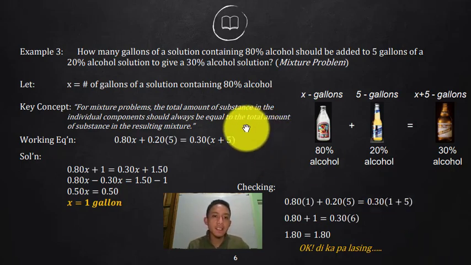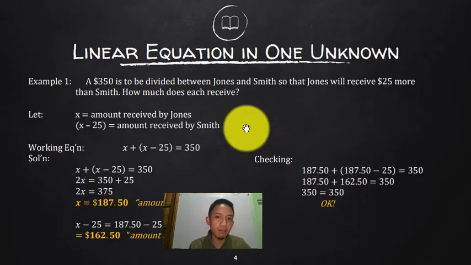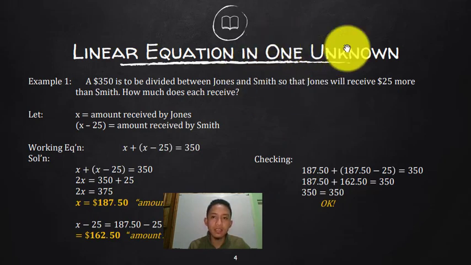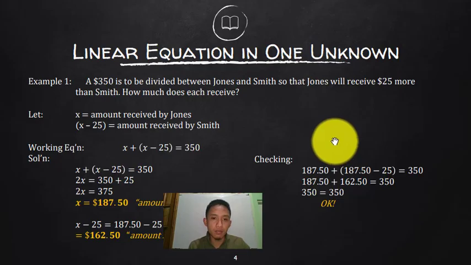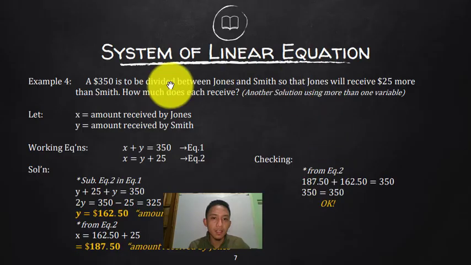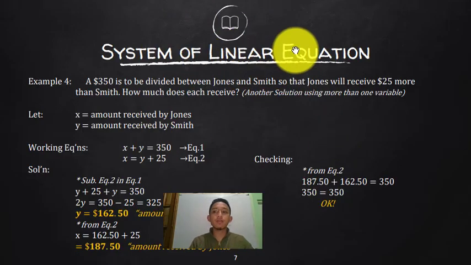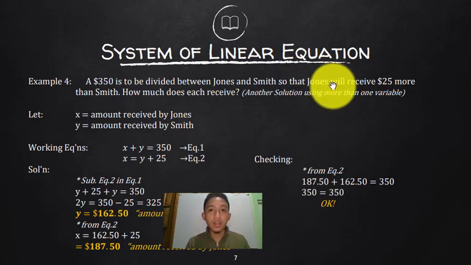So those are the 3 problems in one unknown. In these 3 problems, we just use one equation, one unknown. What if? Let's proceed to the system of linear equations. If you say system of linear equations, that means we will have more than one variable and more than one equation.